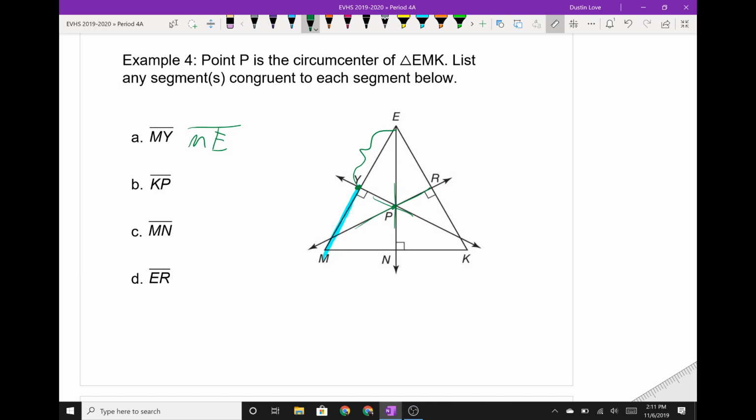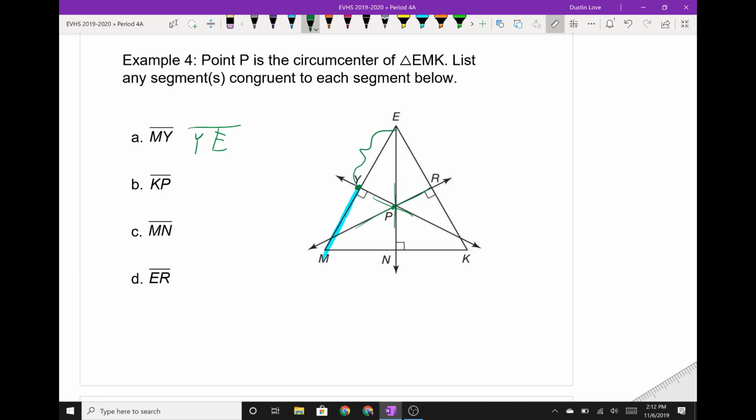So you mean YE? Yeah. Thank you, I meant YE. Would KR also be the same thing as MY? Only if this is an isosceles triangle, which we don't know for sure. I'm going to jump back to part B in a second. We'll come back to it.